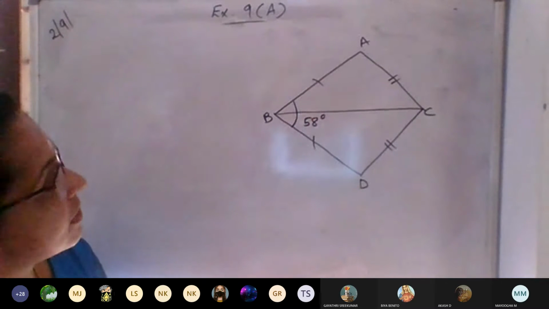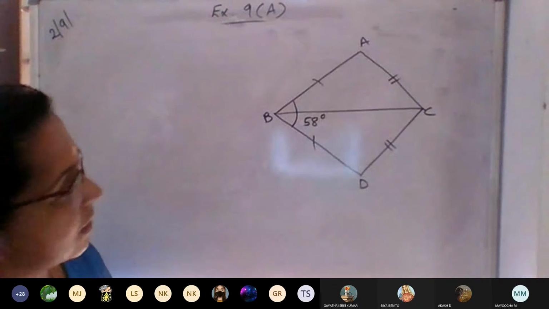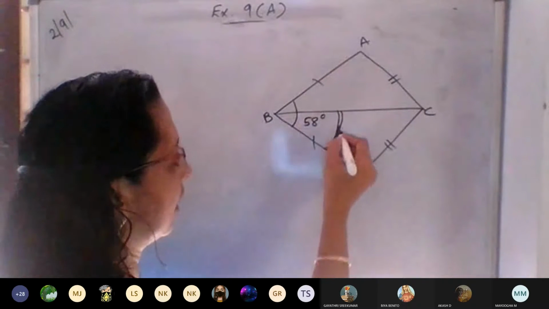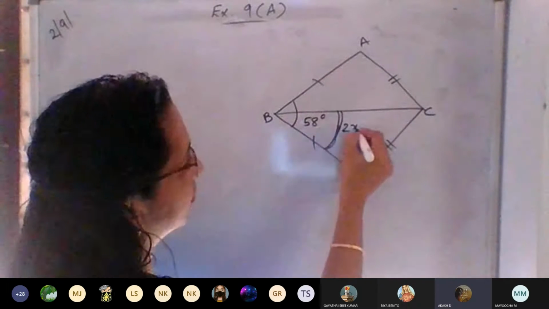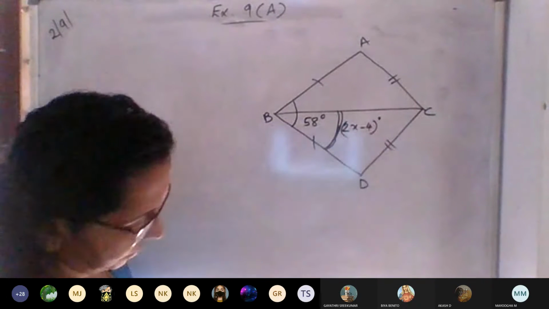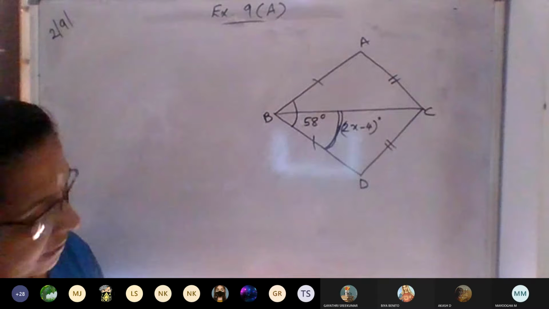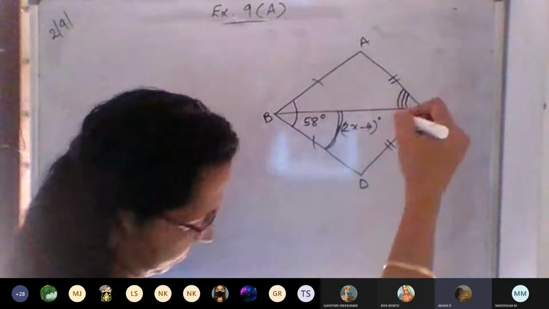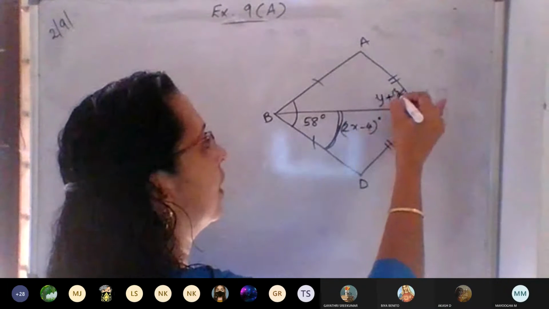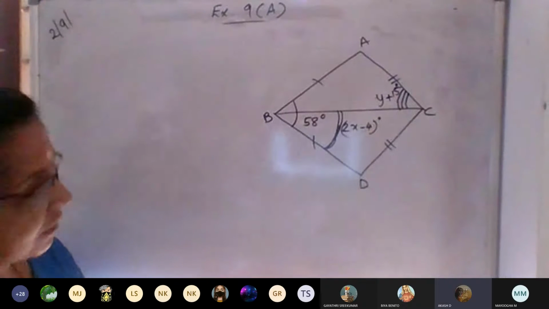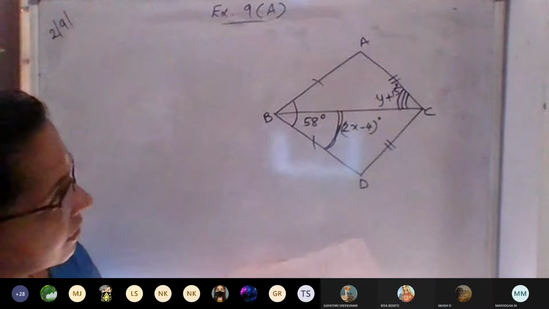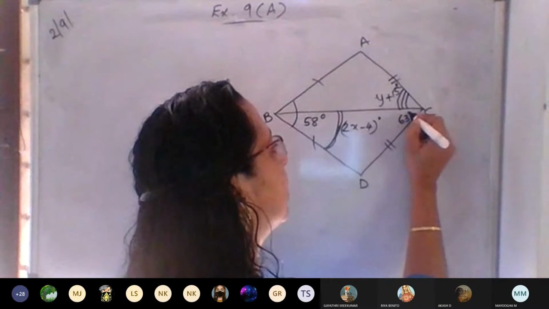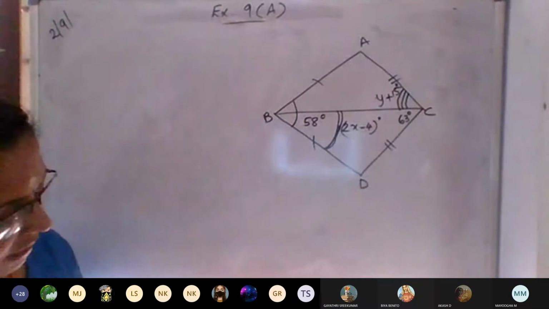Angle DBC, this only, is given as 2x minus 4 degrees. Then angle ACB, this one, is y plus 15 degrees. And then angle DCB is 63 degrees. Find the value of x and y.